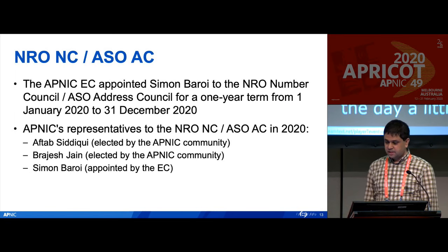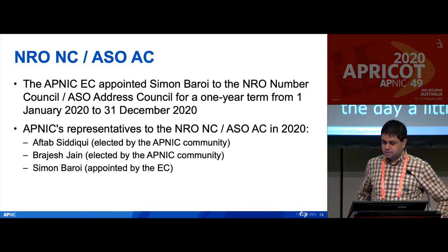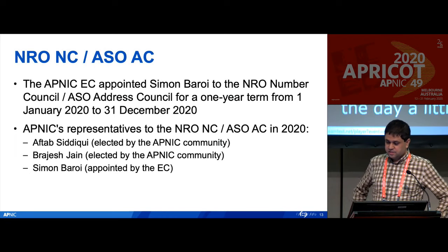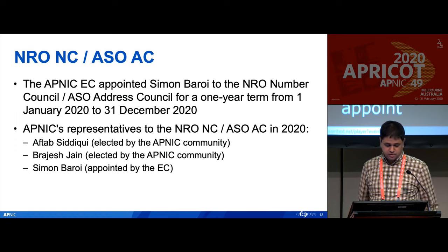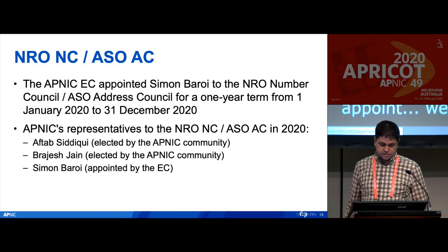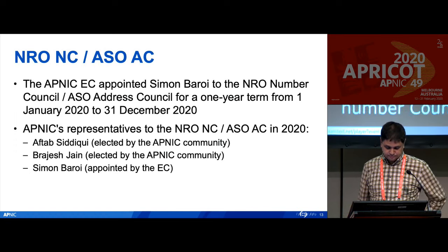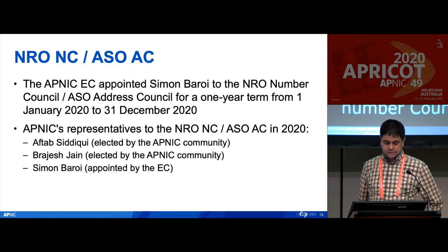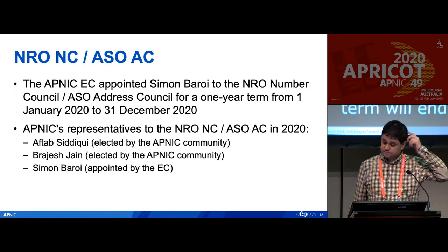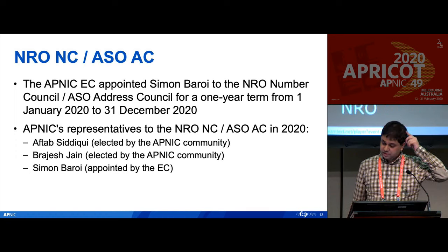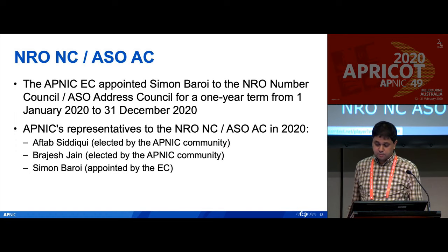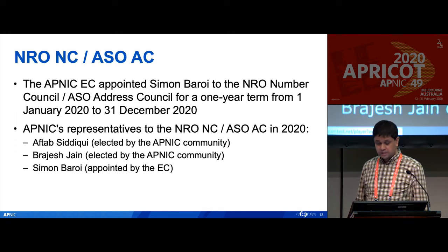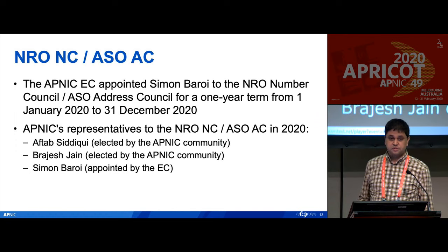The other one in the EC business is we appoint a member to the NRO NC. We renewed the appointment of Simon Baroi to the NRO Number Council. He's now on his second term. His term will end at the end of this year. The current NRO NC members are these three: Aftab and Brajesh, elected by the community, and Simon Baroi, appointed by the EC. Thank you to them for their work and contribution on this.